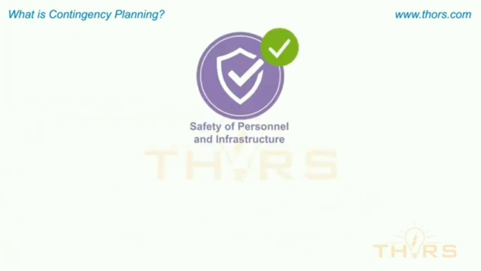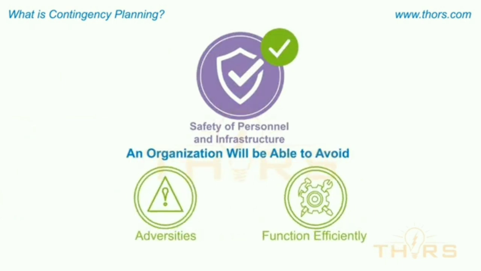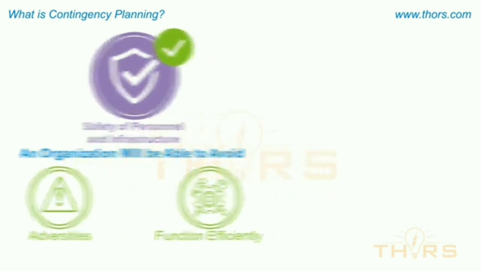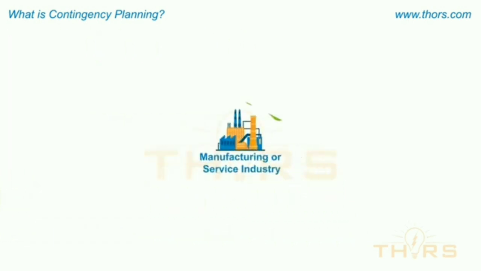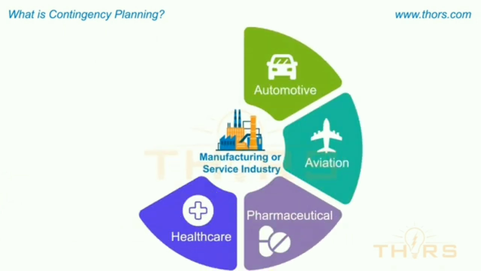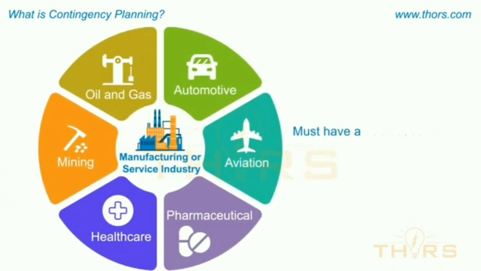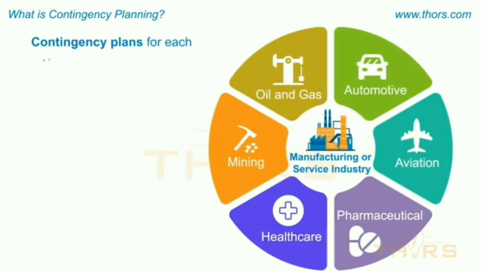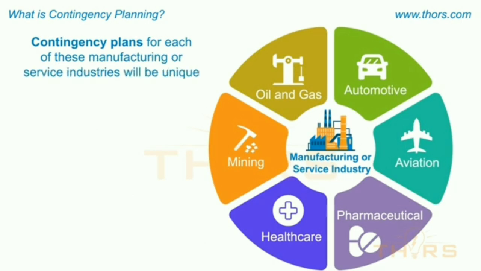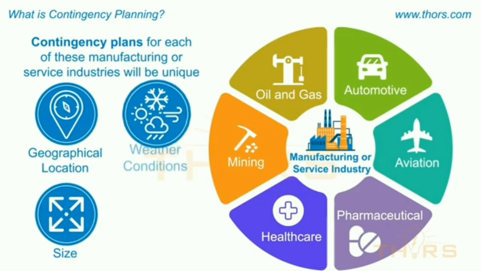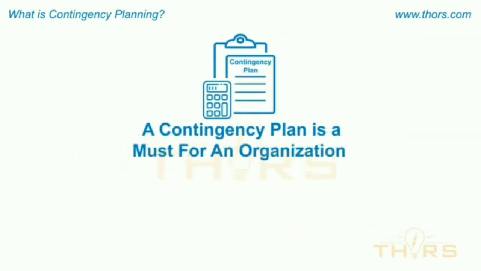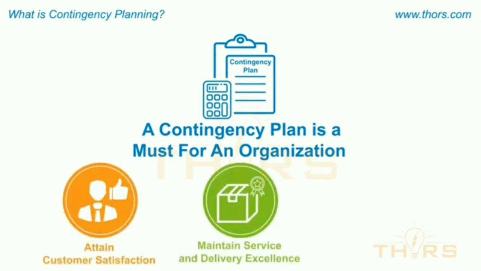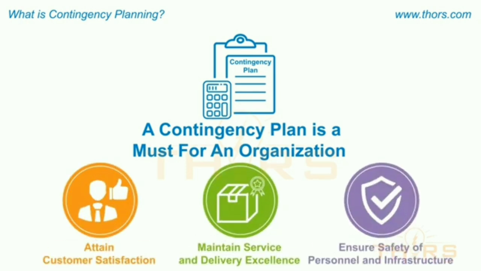Similarly, by ensuring safety of personnel and infrastructure, an organization will be able to avoid adversities and function efficiently without any interruptions. Any manufacturing or service industry, such as automotive, aviation, pharmaceutical, healthcare, mining, and oil and gas, must have a contingency plan to effectively meet customer expectations. Contingency plans for each of these industries will be unique depending on their geographical location, size, weather conditions, and accessibility. In short, a contingency plan is a must for an organization to attain customer satisfaction, to maintain service and delivery excellence, and to ensure safety of its personnel and infrastructure.